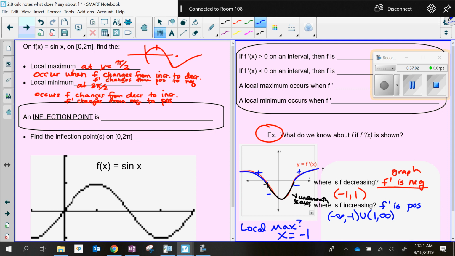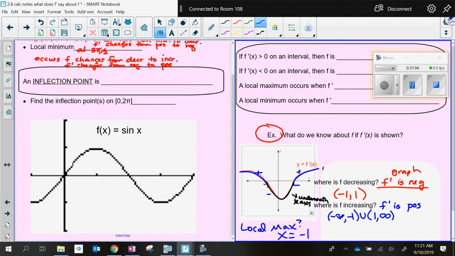Okay, is there a local min? Yes. Where's that? Because that's where it changes. Remember, when we're reading this graph, we go from left to right always. Plus to minus. That's the max. Negative, negative, negative, negative. Oh, we cross over to plus. Right there is the positive one. So that's your local min.